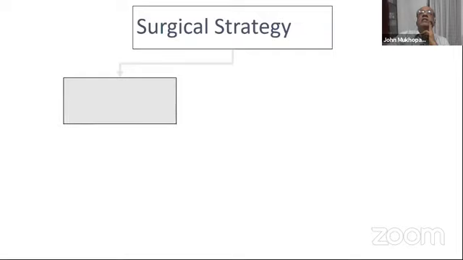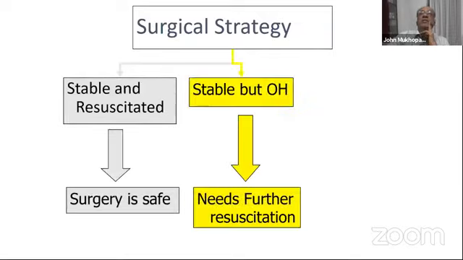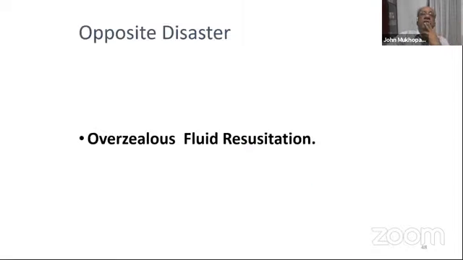So the surgical strategy was, if the patient was stable and resuscitated, surgery was safe. If he was stable but still acidotic, you needed to resuscitate him further. While if he failed to stabilize, then you had to resort to damage control surgery, which was external fixators, etc., before doing your definitive fixation.